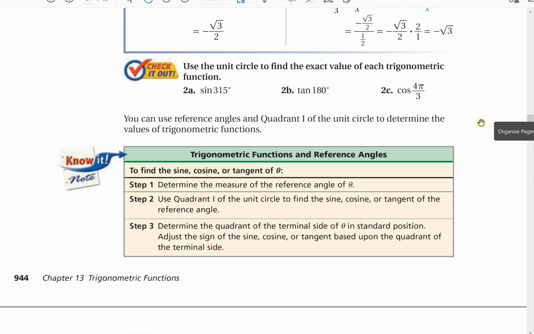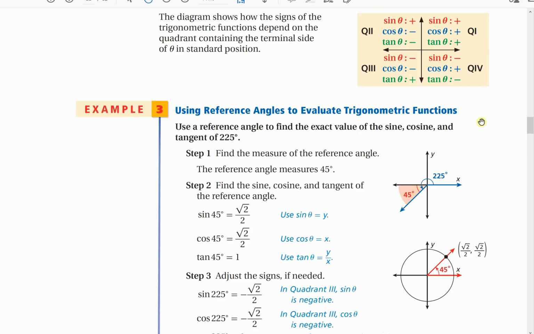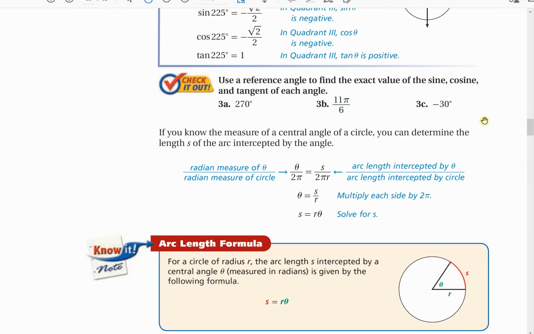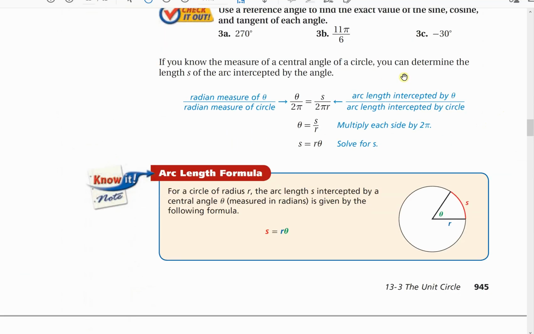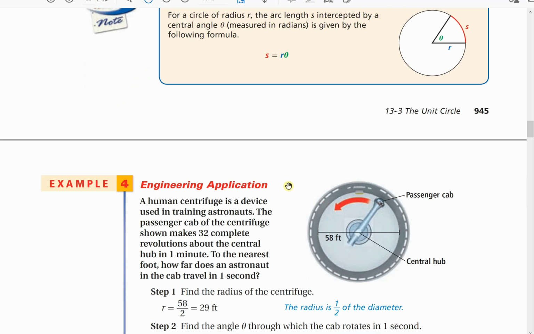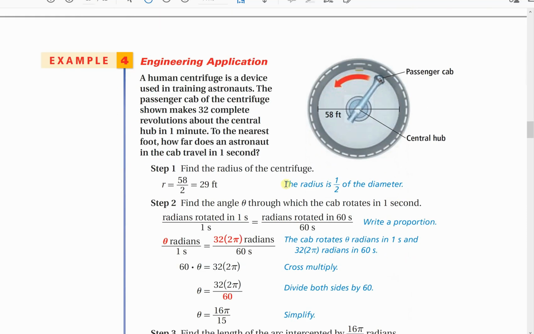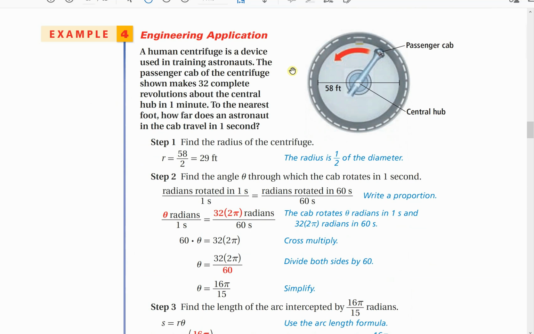And I just want to make sure there's nothing else before I wrap this up. If you know the measure of a central angle of a circle, you can determine the length S of the arc of the intercepted angle, and basically they derive that formula. The length of the arc, if you know what theta is and you know what the radius is, it's radius times theta. That's it. That's the arc length formula. So here, why do we care? Well, there's a lot of engineering applications for this.